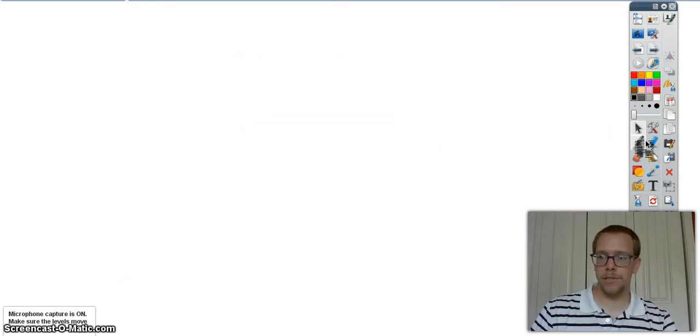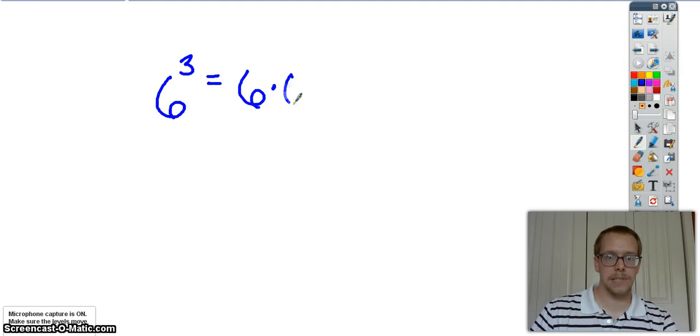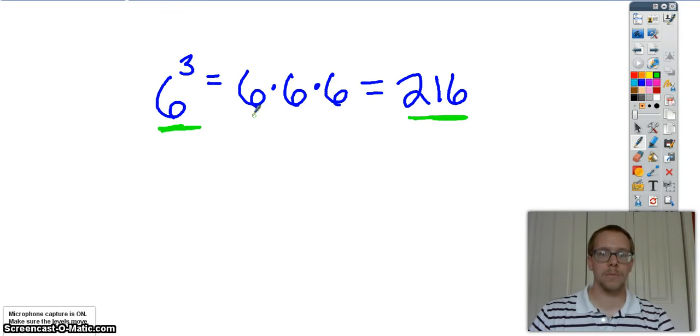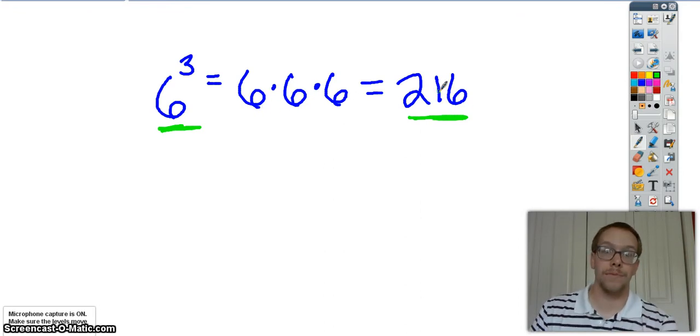Now if you remember, just real quick to recap from the last screencast, given some base, say 6, raised to some exponent or power, say 3, well that really just means 6 times 6 times 6, which once you do the math would equal 216. And we called this the exponent form, and we called this result, once we've evaluated that expression, the standard form.